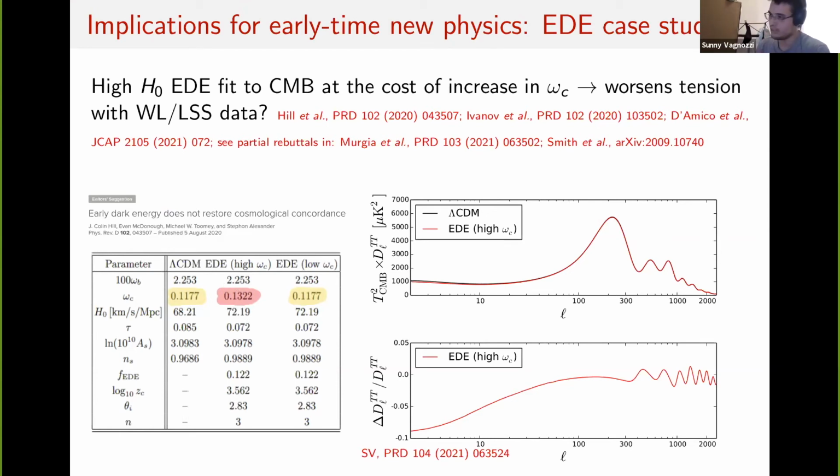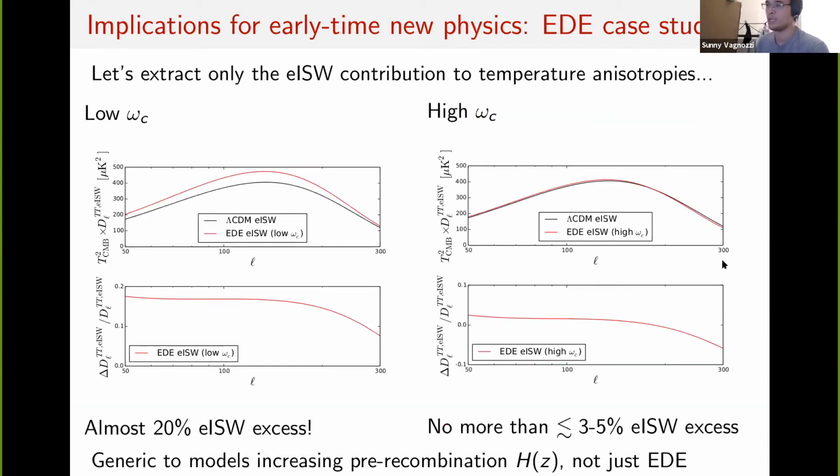The way to see this is I take my CMB, but I don't plot the full CMB spectrum, I plot only the early ISW term. And here you see, if I take early dark energy with a low dark matter density, it's going to give me almost a 20% excess in the early ISW effect, excluded at like 5 sigma from my results. If I raise the dark matter density, it's going to give no more than a 3 to 5% early ISW excess, which is totally in line with the results.